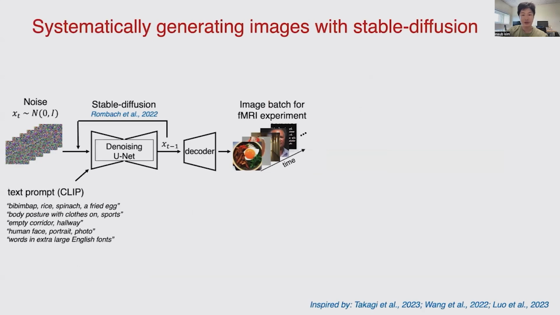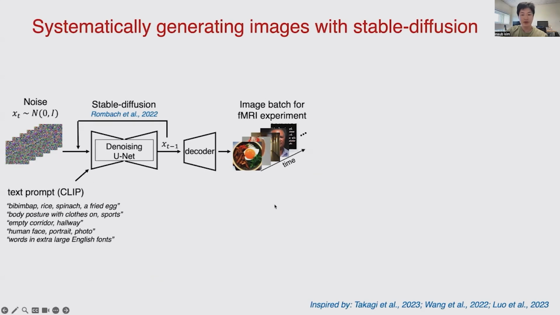So how did we do this? We needed a systematic way of generating images. We used a pre-trained stable diffusion model to generate stimuli for the experiment. We chose the stable diffusion model because previous research showed successful reconstruction of what people visually saw from fMRI data.